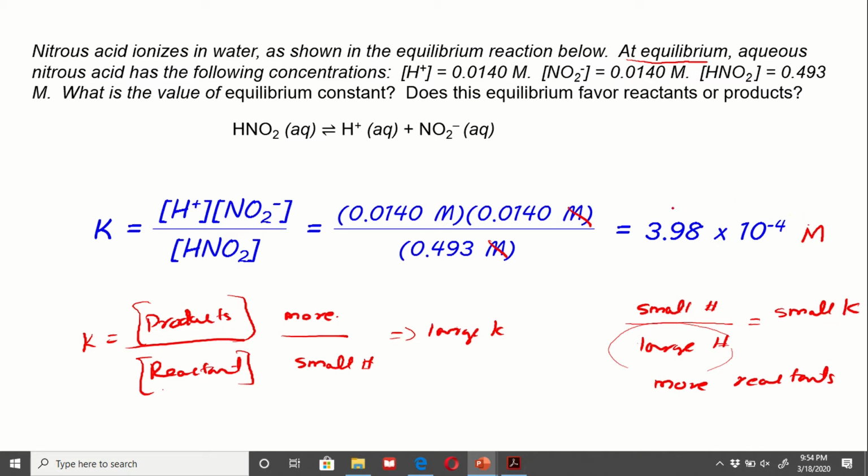So as you have received an answer that is less than 1, that means your denominator is larger. That means you have more reactant. If you have more reactant, that means this equilibrium actually favors reactants. So what is present more at this equilibrium point? The reactants. It favors the reactants.